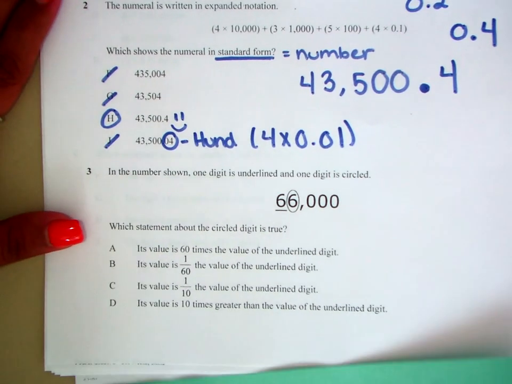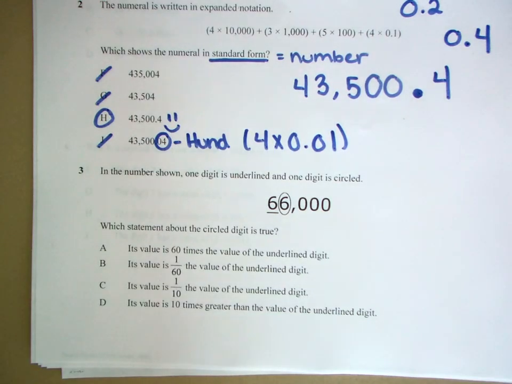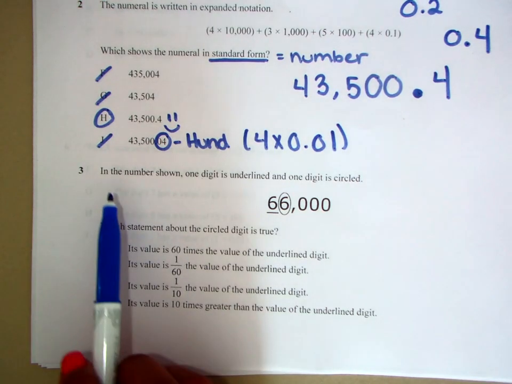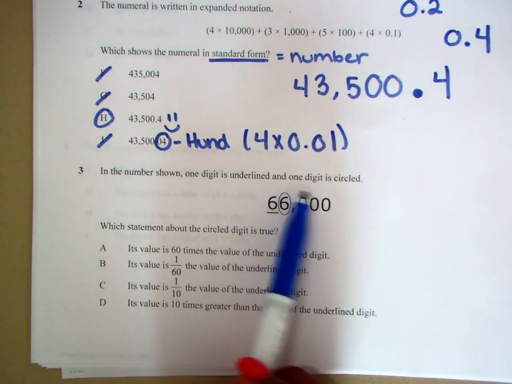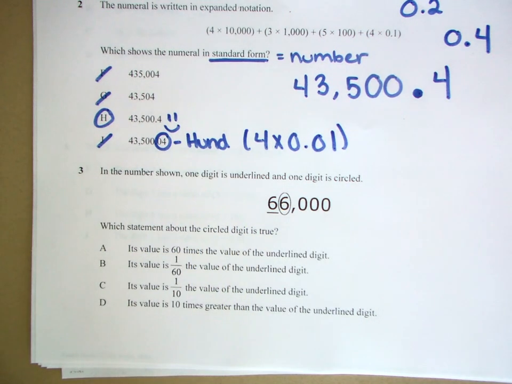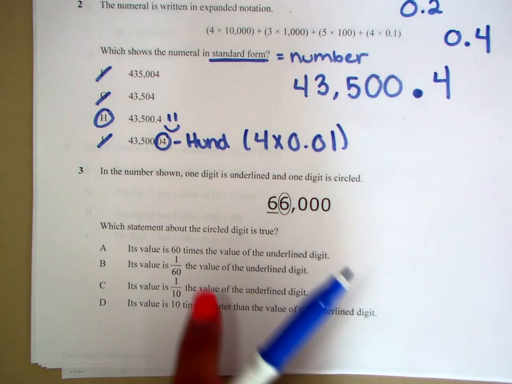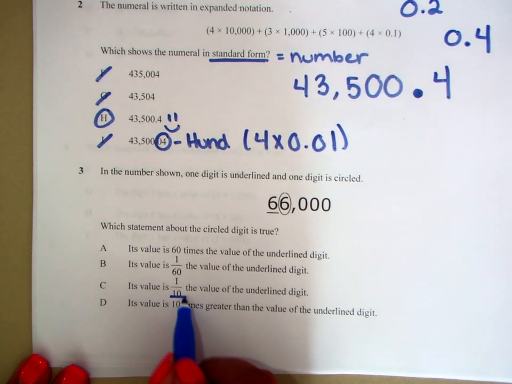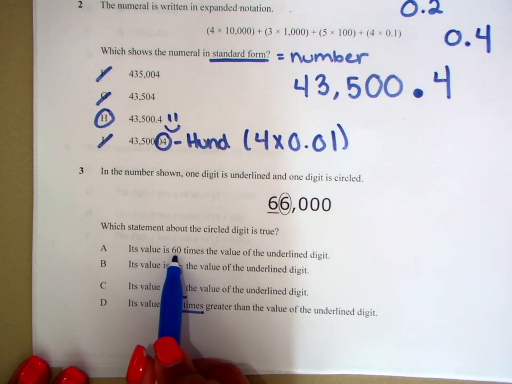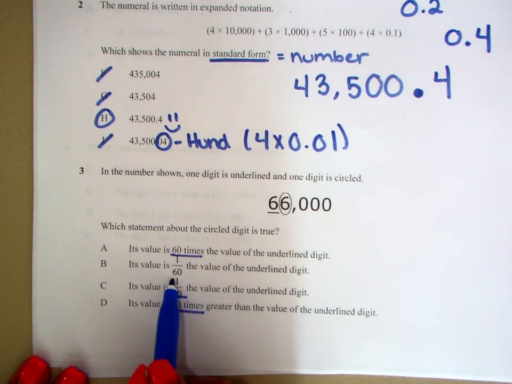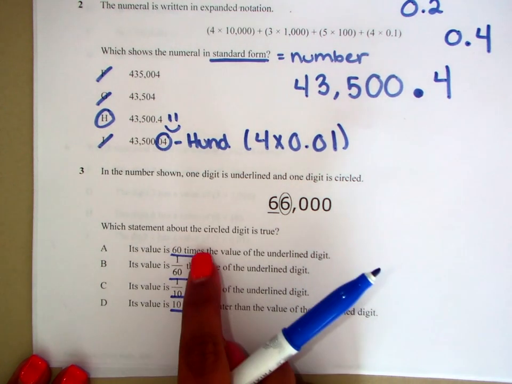Now I'm just going to go over number 3. I'm not going to give any answers here, but I am going to remind you on some things. It says in the number shown, 1 digit is underlined and 1 digit is circled. Which statement about the digit is true? So here, I'm noticing that we have 1/10 and 10 times. We're talking about that. Did we ever talk about 60 times? Did we ever talk about 1/60th of a time? Well, this is your information you need to know.